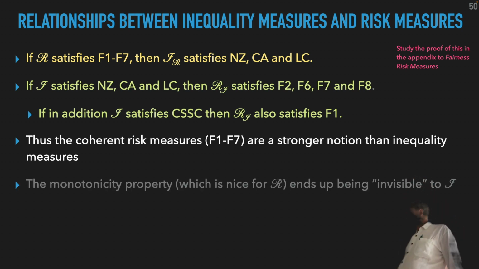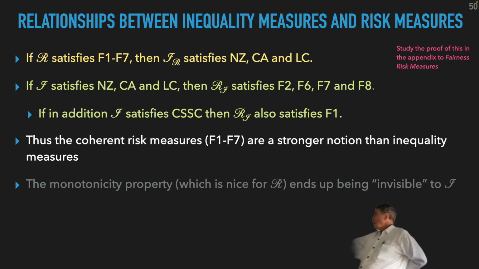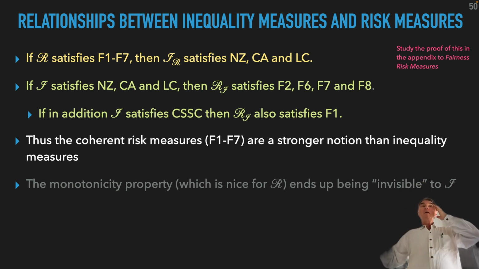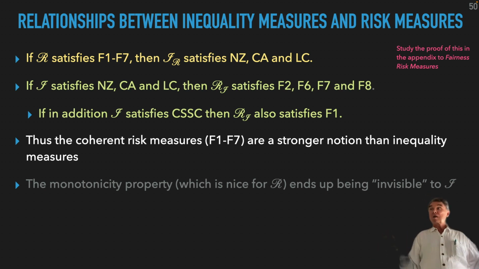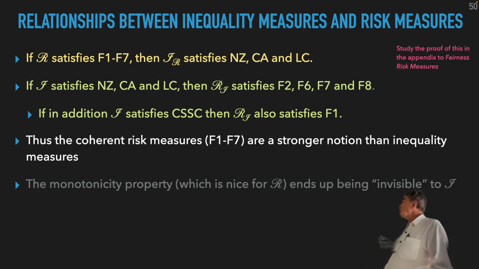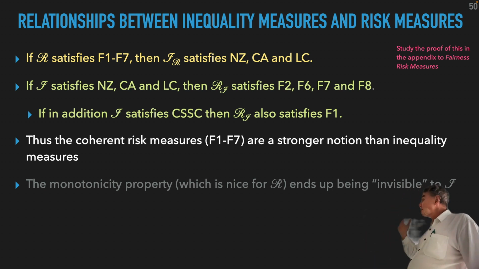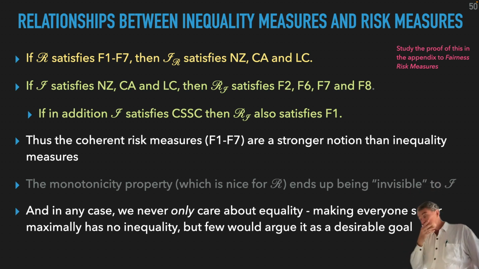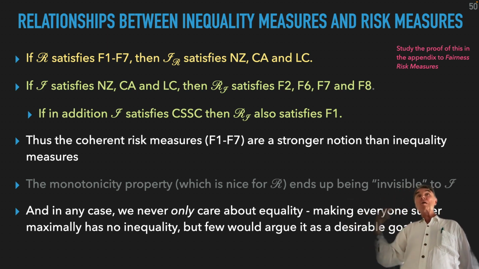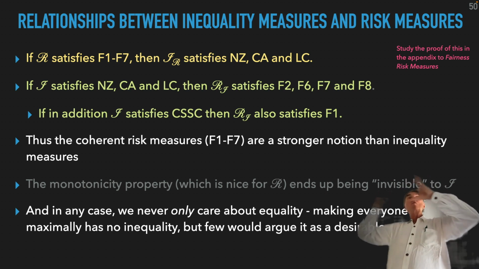But I would argue that the monotonicity property, which is very nice for our risk measures, is invisible to the inequality measures. So for the inequality measure, one of the axioms was if I double everybody's income, the inequality measure doesn't change. With our risk measures, they're positively homogeneous. So in mathematical terms, the inequality measures are zero homogeneous. Anyway, so what? What it means is that we can derive many, but not all, of the measures of economic inequality from these risk measures.